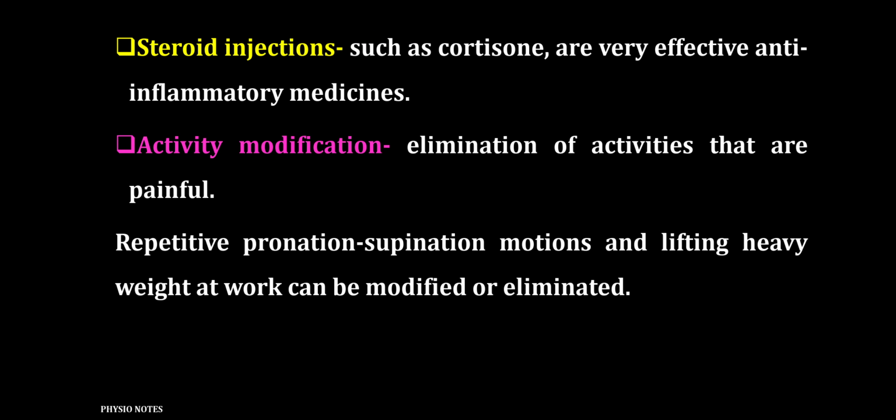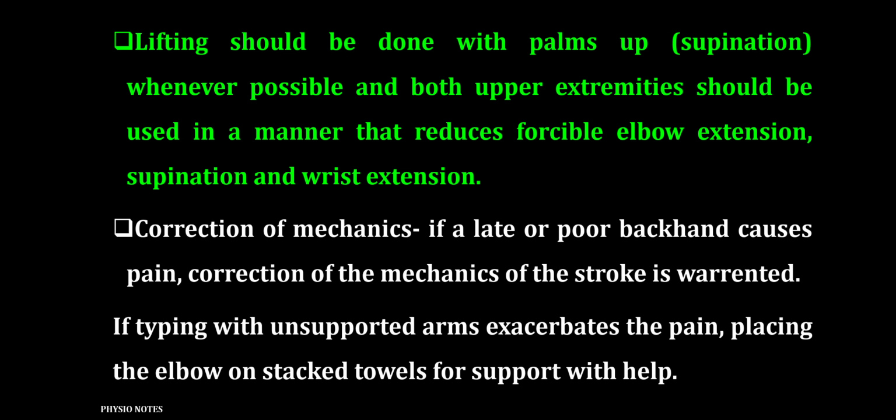Next we go for steroid injection such as cortisone. Then activity modification, that is, we have to eliminate the activity that is causing the pain. Repetitive pronation and supination motions and lifting heavy weights should be eliminated or modified, and lifting can be done with palms up, that is in supination, whenever possible. Both upper extremities should be used in a manner that reduces forcible elbow extension, supination and wrist extension.